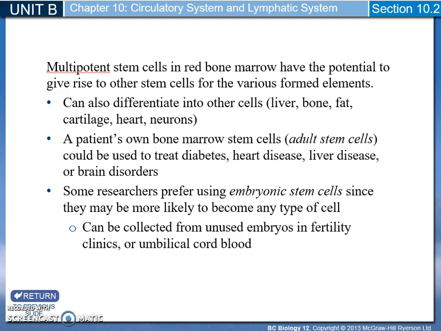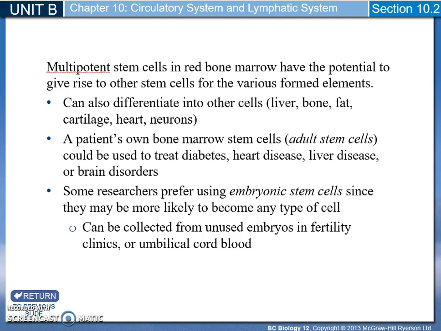So multipotent stem cells in red bone marrow have the potential to give rise to other stem cells for the various formed elements. And these can also differentiate into other specialized cells like liver cells, bone cells, fat cells, cartilage, heart, and neurons actually. And so that's why they hold a lot of promise in treating many different kinds of conditions.